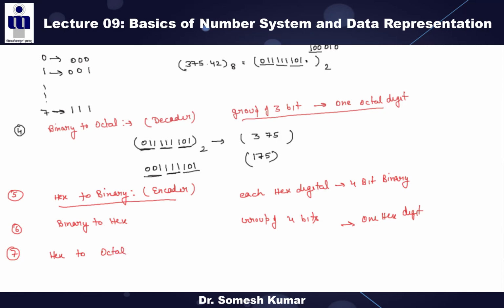How can you convert hexadecimal to octal? First you convert the hex to binary and then to octal, right? This is all about the conversion. You can now convert any base to any other base. You can easily convert, right?